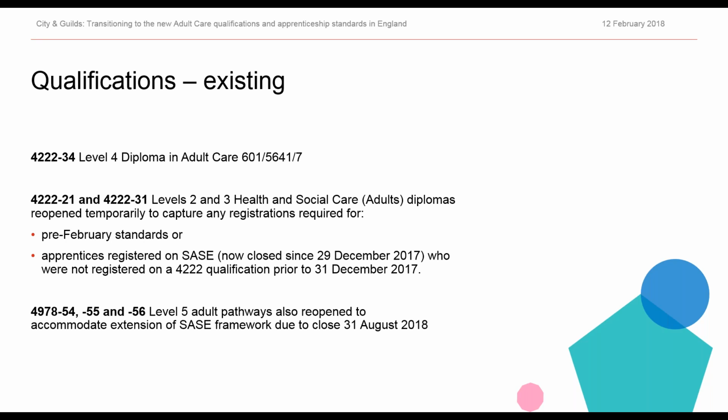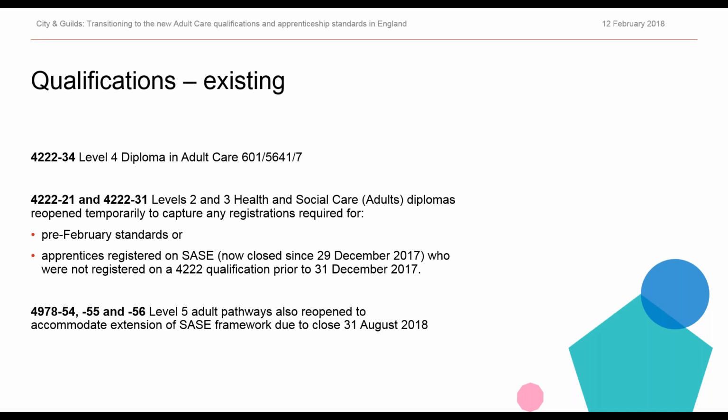I'm going to first look at the existing qualifications that City and Guilds has in relation to the apprenticeship standards. So we know that the level 4 standard, lead practitioner in adult care, isn't yet published, but we also know that within that there will be a level 4 diploma. City and Guilds have had a diploma in adult care at level 4 for some time now, and the QAN number is there on the slide. We're not intending to review our level 4 qualification at the moment.